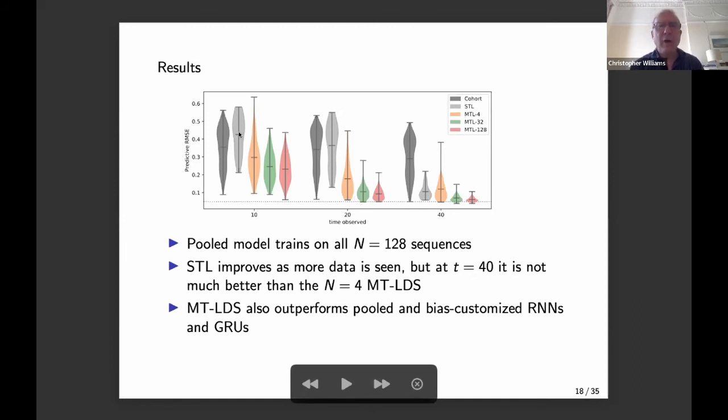And what we can see here is that the cohort model is quite poor, because we're fitting a rather restricted model, a single linear dynamical system, and that really can't handle the variety of experience across those different parameters. It's also the case that the MTLDS outperforms pooled and biased customized recurrent neural nets and GRUs. So that's just an example of it working on a toy problem to gain confidence.